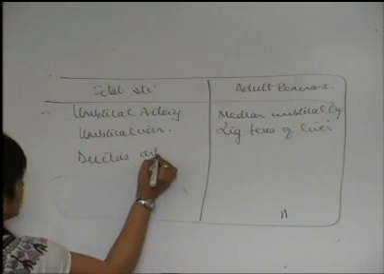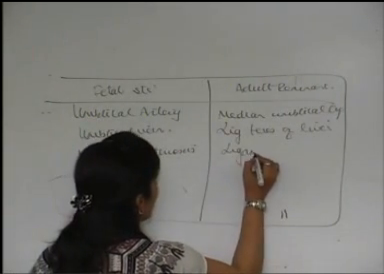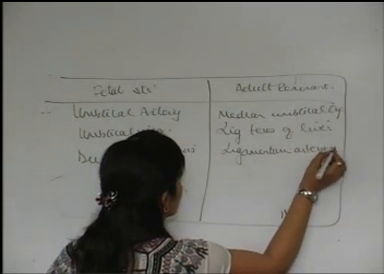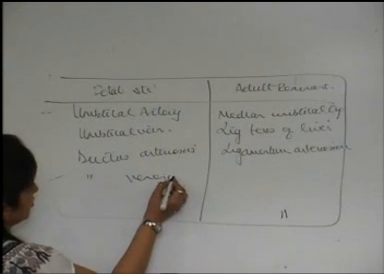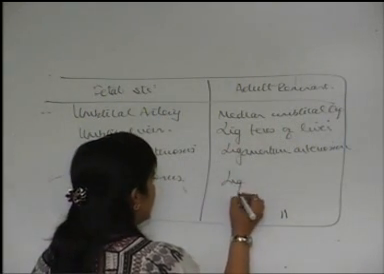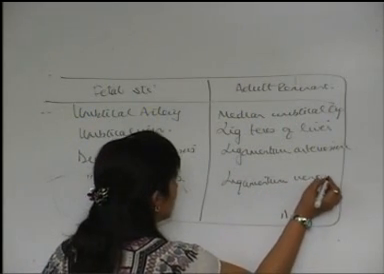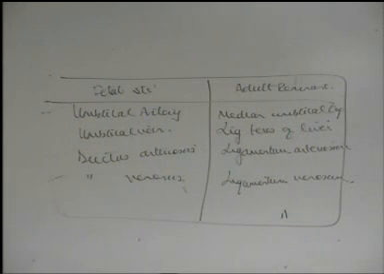Ductus arteriosus will form ligamentum arteriosum. And ductus venosus will form ligamentum venosum. These two are very easy to remember. Ductus arteriosus will form ligamentum arteriosum and ductus venosus will form ligamentum venosum.